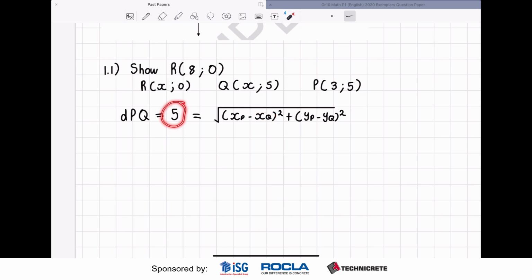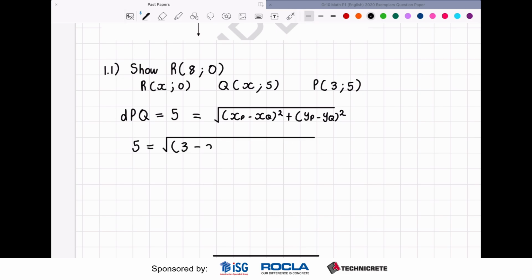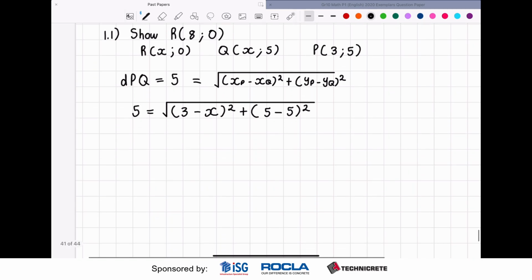And since I have it equal to 5, I'm going to be able to solve for this number if I substitute in the rest of the values. So I can now say that 5 is going to be equal to the big square root, and I know that x of P is 3, minus x of Q, I don't know yet, that's what I'm trying to find out, all squared, plus the y of P, which is 5, minus the y of Q, which is also 5, and that's squared. So this bracket is going to disappear completely, and the only thing that I'm going to be left with is this (3 minus x) all squared.